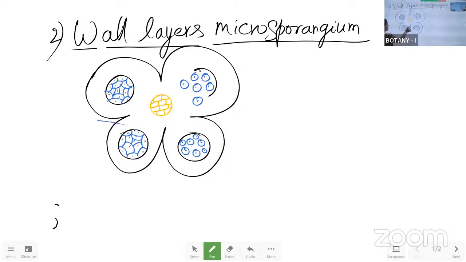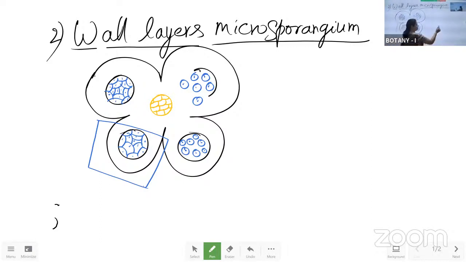In this, we are describing only this part. When we are describing this part, it will attain some maturity. After that, it dehisces to release the pollen grains. So that part also we have to show in the main diagram of the anther. Once we have shown it like this, then this part only we have to show as an enlarged part.